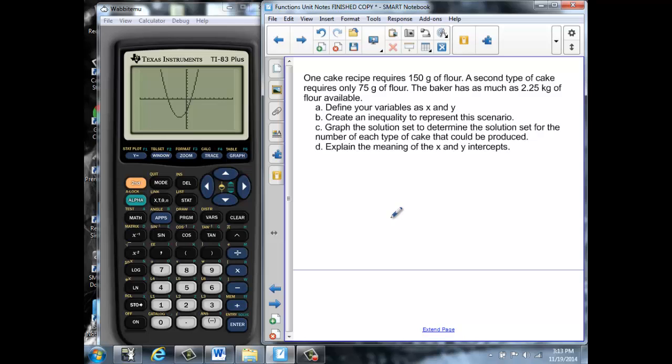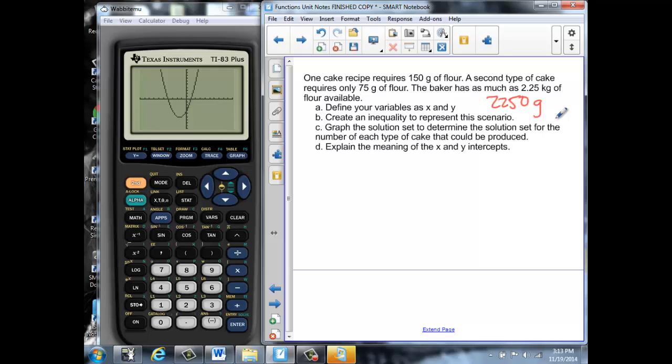Do you guys know how to convert kilograms to grams? Times by 1,000. So you actually have 2250 grams of flour total. Here's your problem then. Chocolate cakes are yummy, but they take more flour. So can you make as many chocolate cakes as vanilla cakes? And the answer is, well, no. You could make a lot of vanilla cakes, but maybe you can't make as many chocolate cakes.